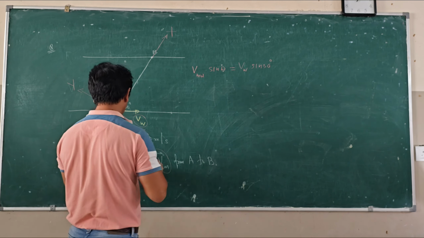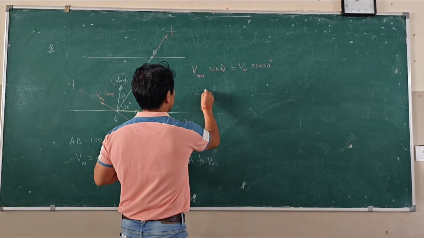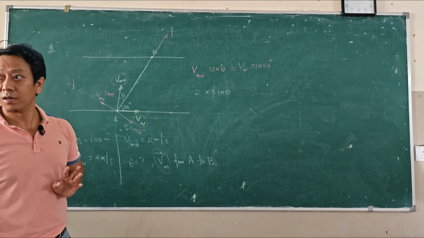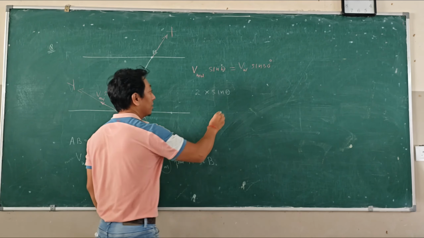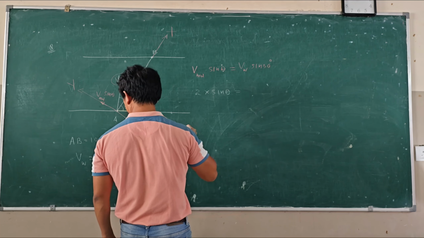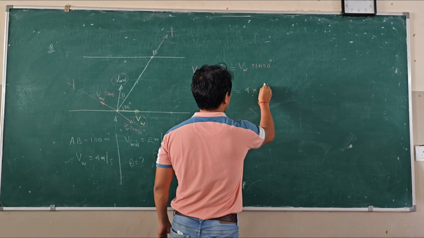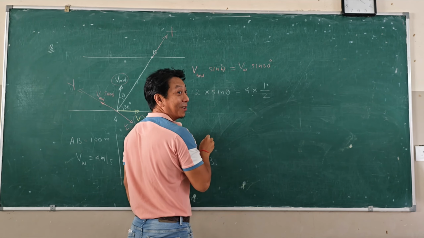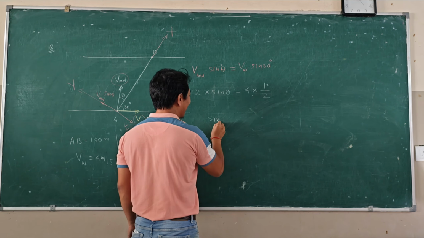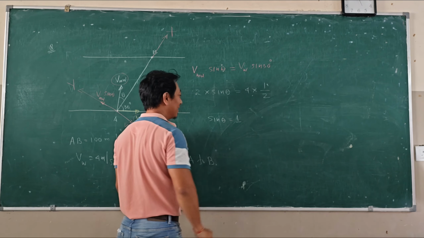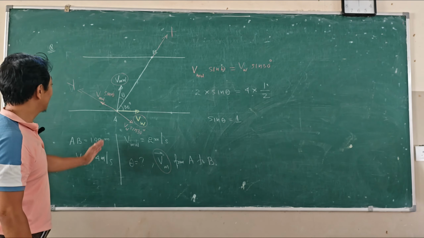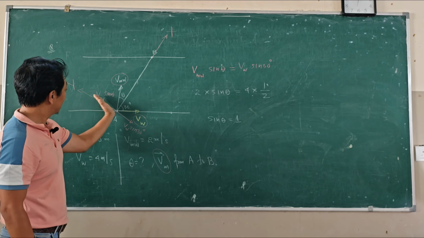Okay, what is VMW given? 2 sin theta. I hope I will not get sin theta greater than 1. Then problem. VW 4 sin 30, half. Ooh, almost. So sin theta equals 1. Theta equals 90 means I should swim here, right?